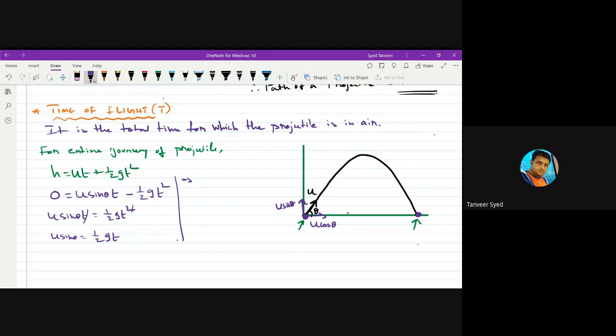From this, t is 2u sin theta by g. And for the total journey, we call this time the time of flight. Capital T is equal to 2u sin theta by g.